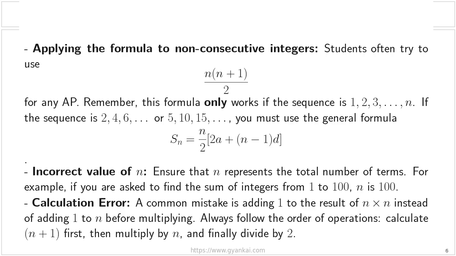Finally, keep an eye on your calculation steps to avoid simple arithmetic errors. A common mistake is to multiply n by itself and then try to add 1 to that result. To stay accurate, always follow the proper order of operations. First, calculate the quantity of n plus 1. Then, multiply that result by n, and finally, divide the whole thing by 2.